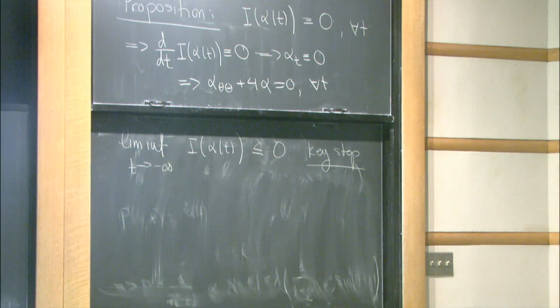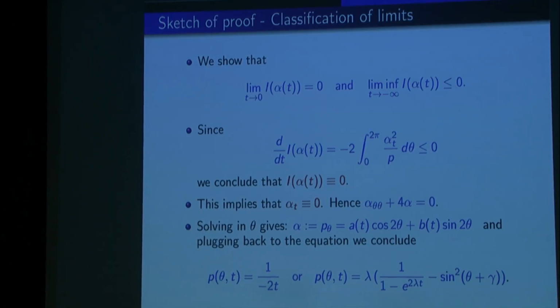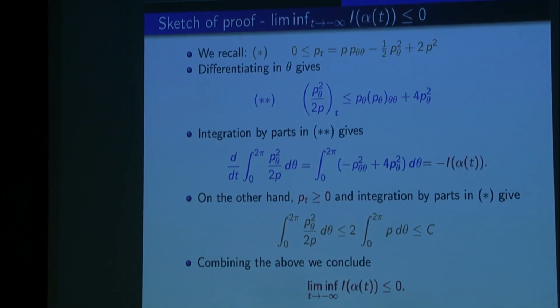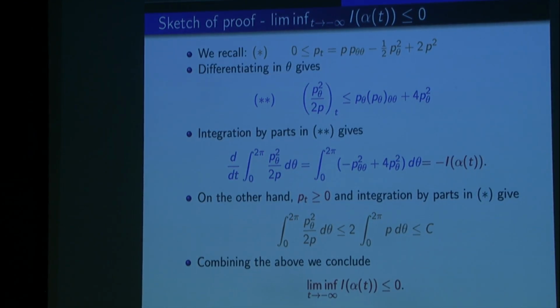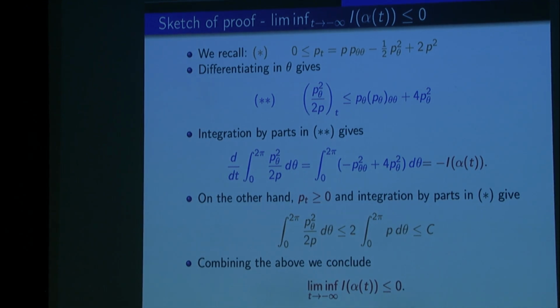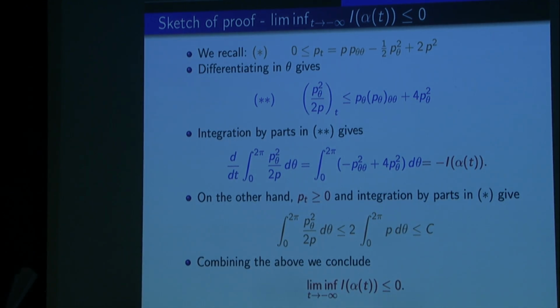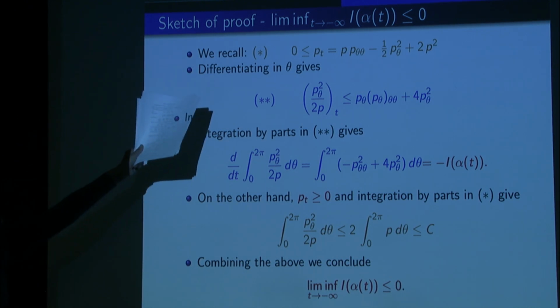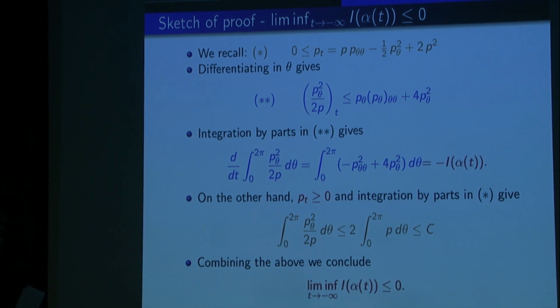Now, I don't have time to write down the whole proof, but I have time to show you a little bit on the slides. So the key step is, again, to prove that this is less than or equal to 0. So how does the proof go? The proof, again, is not difficult.